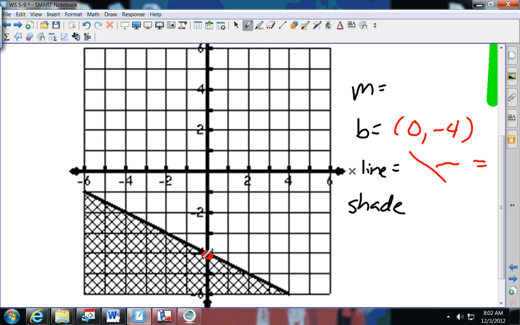Decreasing is going down. Start at the y-intercept. I'll go down one and over one, two. Down one, which is negative one, and over two. My slope is negative 1/2.